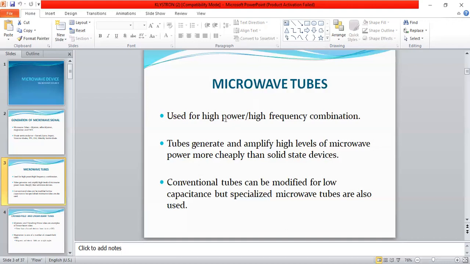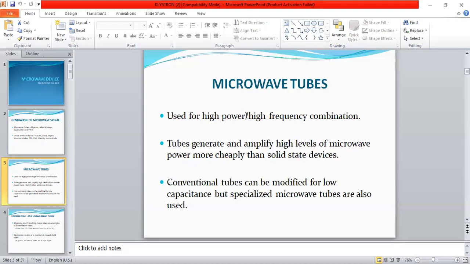Now, these are used to generate microwave frequencies with high power. This high power means microwave sources can generate continuous signal, continuous power as well as pulse power. Continuous power is generally used for transmission, and if you use a single antenna as a transmitter as well as for reception, we use always the pulse power.